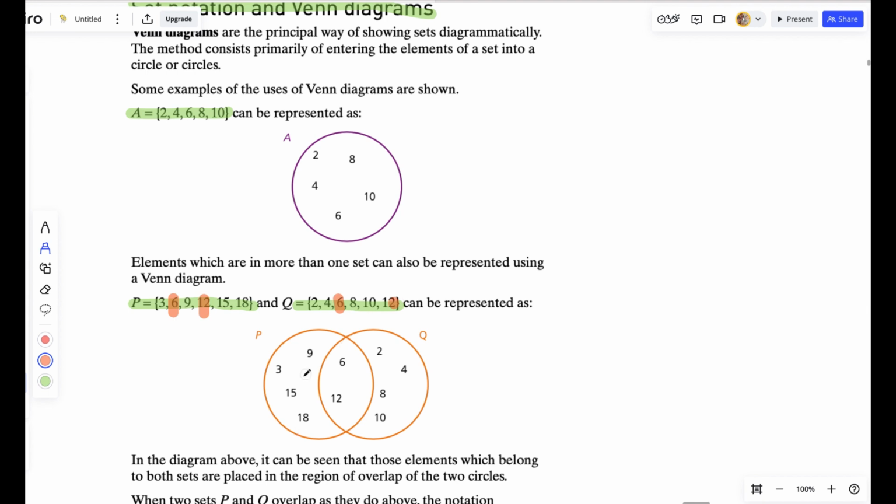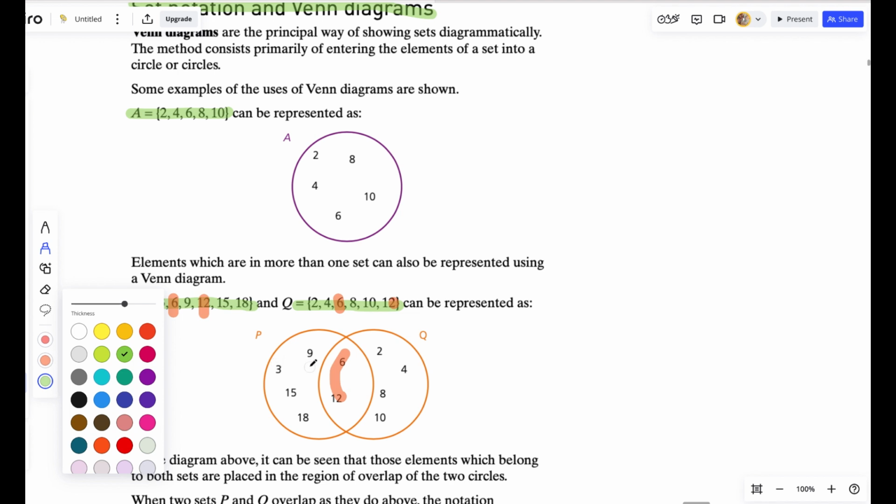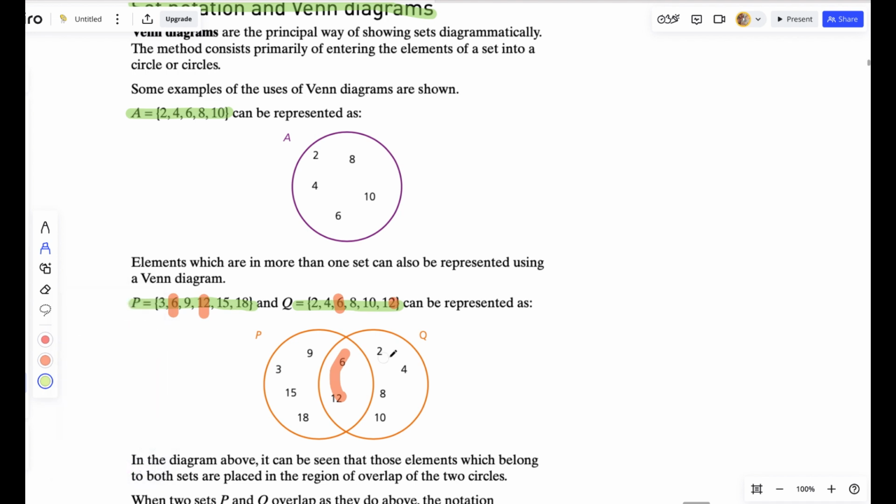We draw two circles to overlap each other. Those numbers that are found in both set P and set Q, we put them in the overlap. Okay, we shade the overlap. This overlap is called the intersect of set P and set Q. The intersect is the overlap.